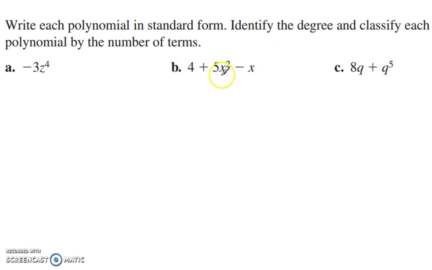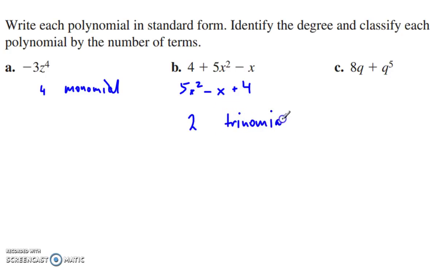Write each polynomial in standard form, identify the degree, and classify each polynomial by the number of terms. All right, so that's already in standard form, the degree is 4, and this is a monomial. Okay, this one we need to rearrange. 5x squared minus x plus 4. The degree is 2, and this is a trinomial. Rewrite this, q to the 5th plus 8q. The degree is 5, and this is a binomial.